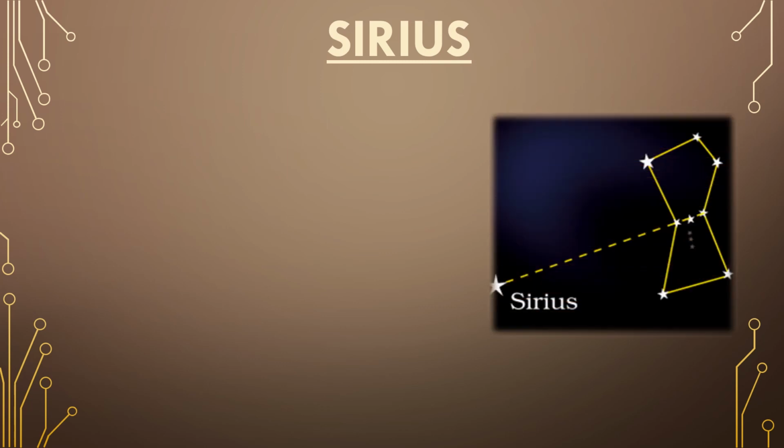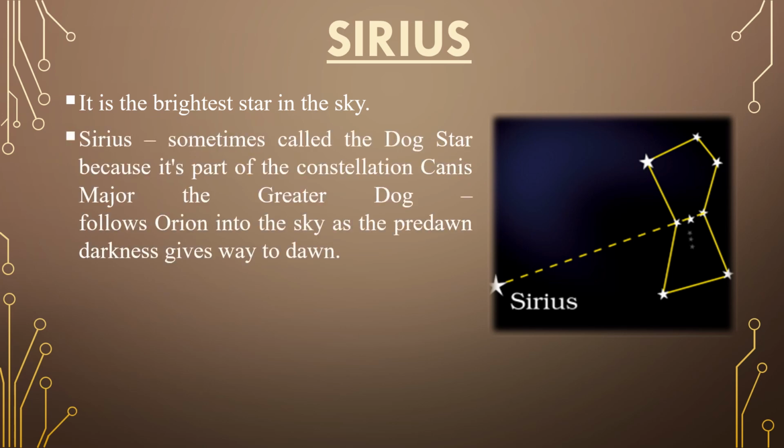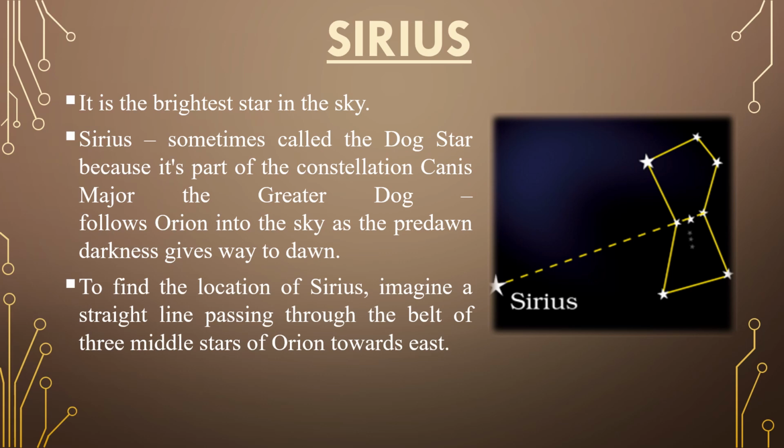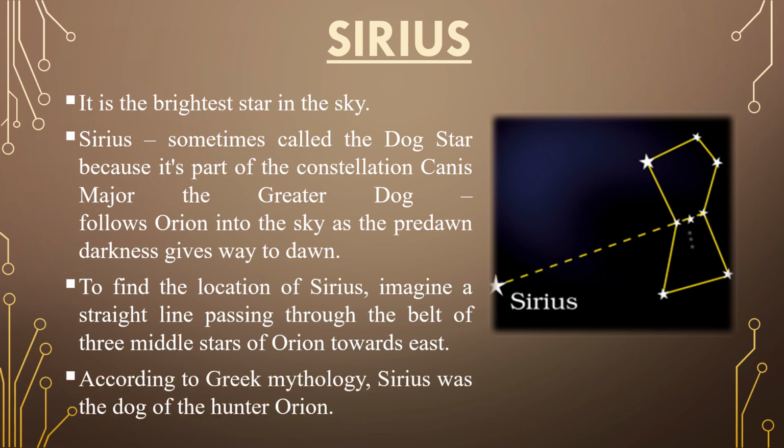Next is Sirius. It is the brightest star in the sky. Sirius is sometimes called the dog star, because it's part of the constellation Canis Major, the great dog, which follows Orion into the sky as the pre-dawn darkness gives way to dawn. To find the location of Sirius, imagine a straight line passing through the belt of the 3 middle stars of Orion towards the east. According to Greek mythology, Sirius was the dog of the hunter Orion.